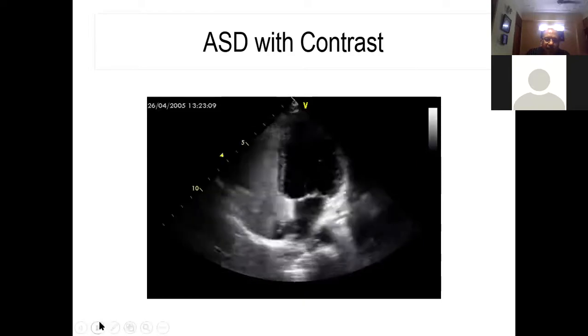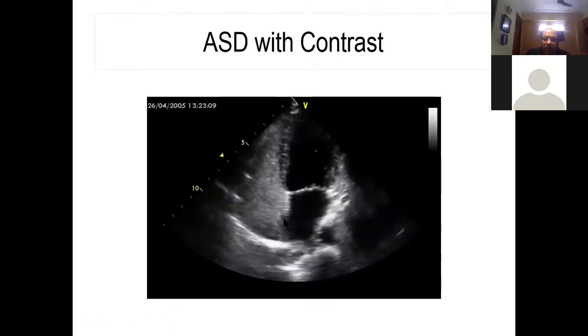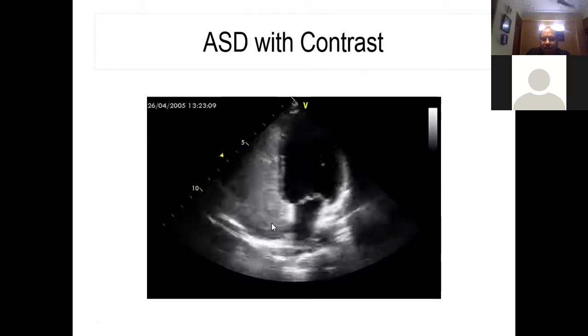I'll try to hold this slide wherever it is. Now look at this, this is negative contrast. So there is a presence of ASD. LA pressures are much more than RA pressures. You have contrast in the RA, but no contrast is coming to LA.